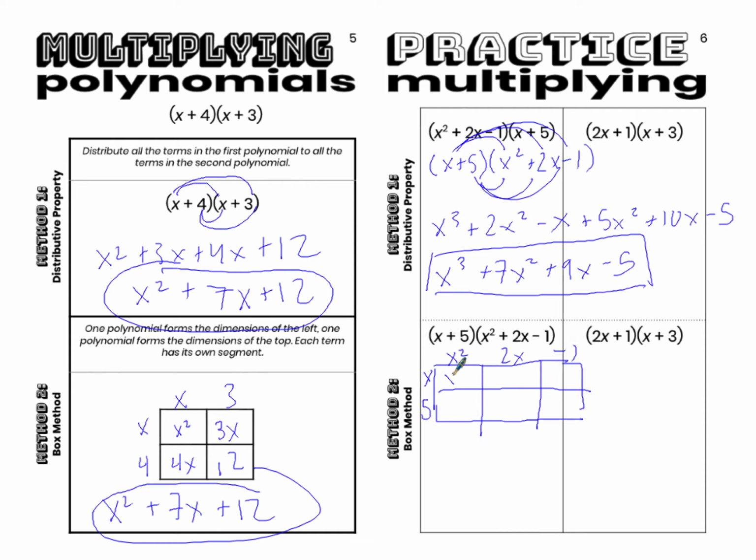And we're just going to go ahead and multiply together each of those segments, finding the area of each area of the box. 5x squared, 10x, negative 5. Noticing here are our like terms. This simplifies to x to the third power plus 7x squared plus 9x minus 5. Fortunately, our answers match.